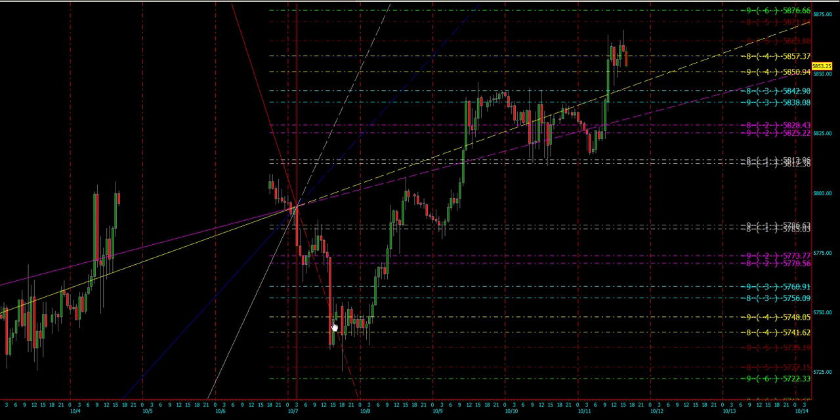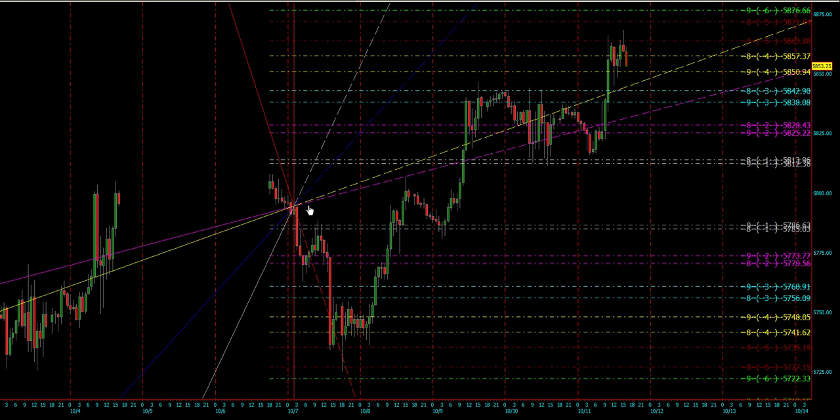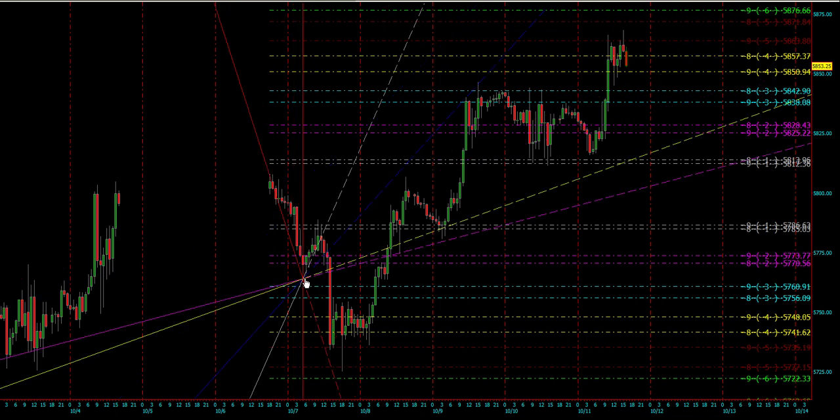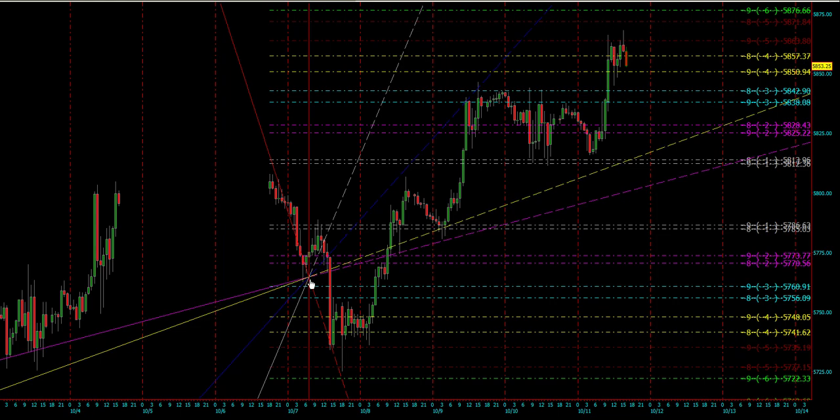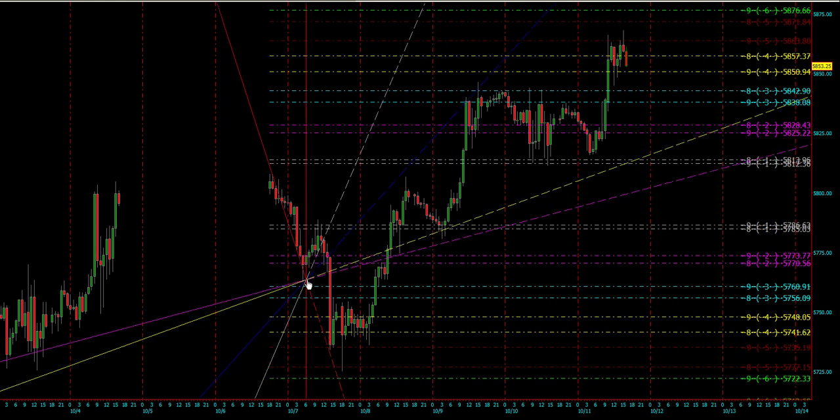Now I can use this as entry points. Let it come down, touch it. Okay, this can be entry point, right? So it is giving me some evidence that these lines are going to be reflecting. So one thing can do a lot of amazing things. All right.